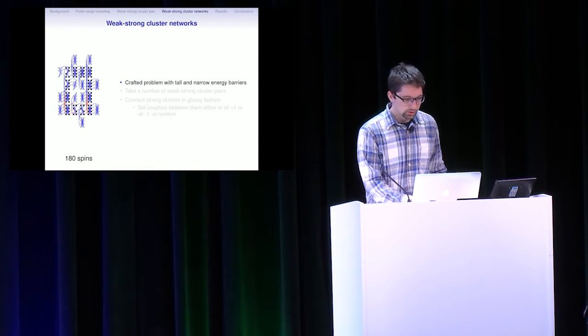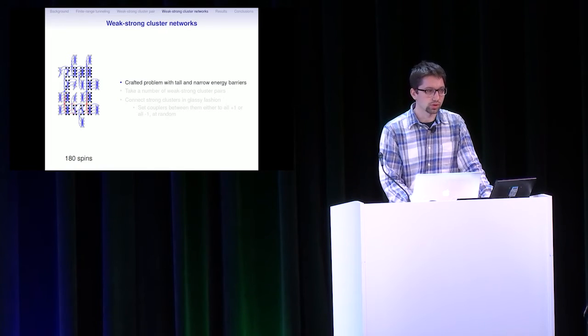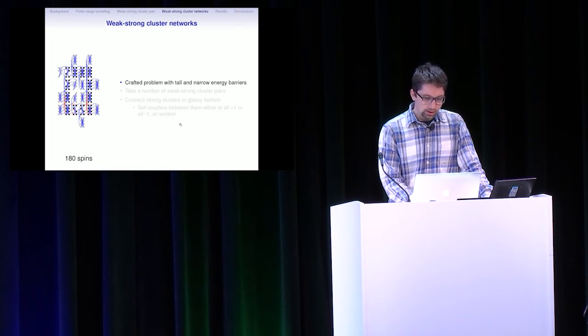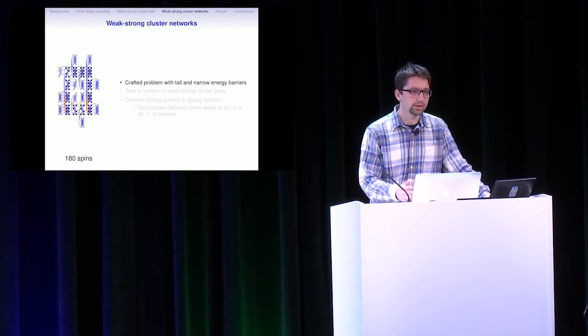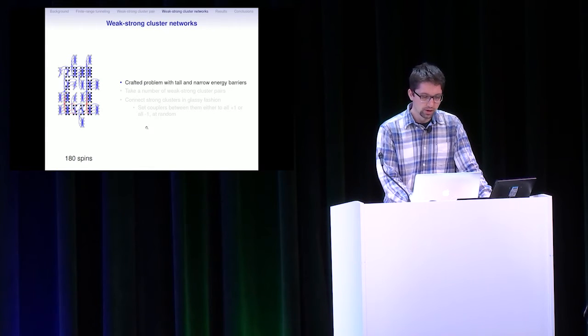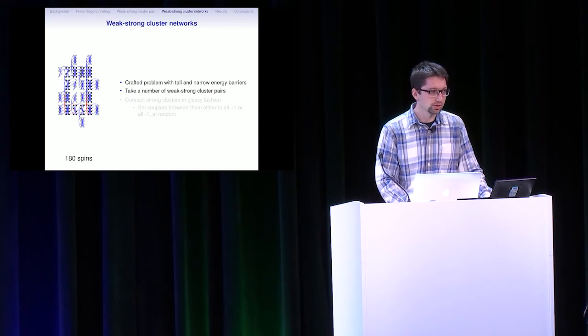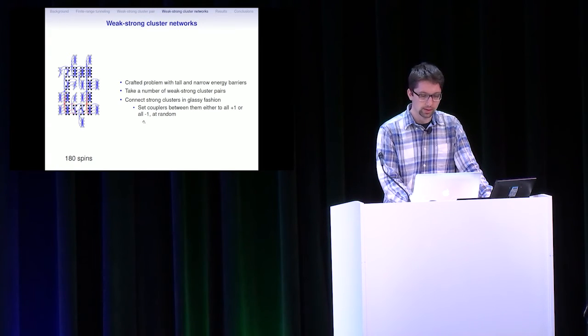All right. So out of the weak-strong cluster pair, we build larger problems, which we call the weak-strong cluster networks. This is a crafted problem, and we have specifically designed it to have tall and narrow energy barriers so that we can amplify this effect that we saw in the weak-strong cluster pair problem. Basically, the way we construct it is we take a number of weak-strong cluster pairs that we can find on the D-Wave graph, and we connect the strong clusters of them in a glassy fashion, which means that we set the couplers between them either plus 1 or minus 1 at random.